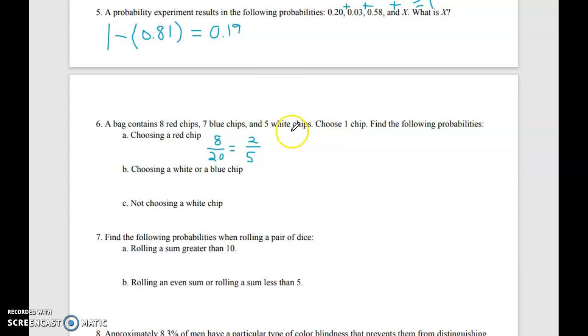What about the probability of choosing a white or a blue chip? So white, there's 5 of them. Blue, there's 7. I don't have to worry about overlap. They can't be both blue and white. So that's going to be 12 out of 20. And if I reduce that, I'm going to get 3 out of 5.